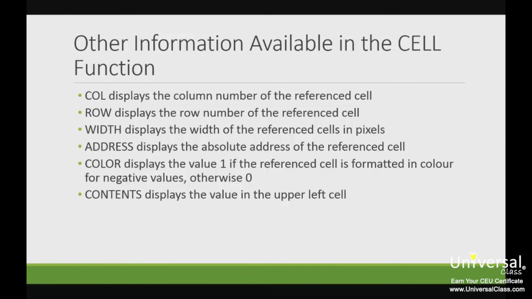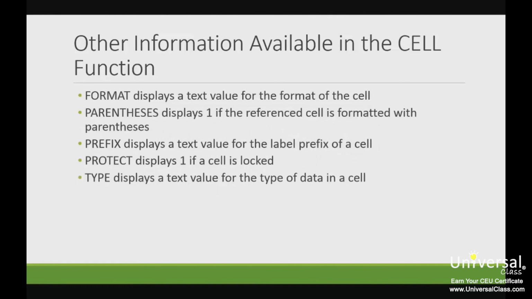Width displays the width of the reference cells in pixels. Address displays the absolute address of the reference cell. Color displays the value 1 if the cell is formatted in color for negative values, otherwise it shows 0. Contents displays the value of the upper left cell in the reference. Format displays a text value that corresponds to the number format of the cell. Parentheses displays a 1 if the reference cell is formatted with parentheses for a positive or all values, otherwise it's 0. Prefix displays a text value that corresponds to the label prefix of a cell.